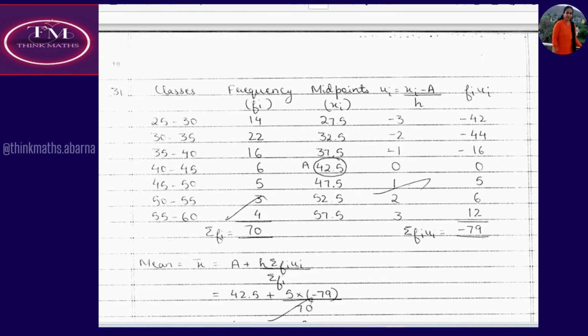Now here he took the assumed mean as 42.5. So it is written as A. So that A is used here. So you can use these hints.